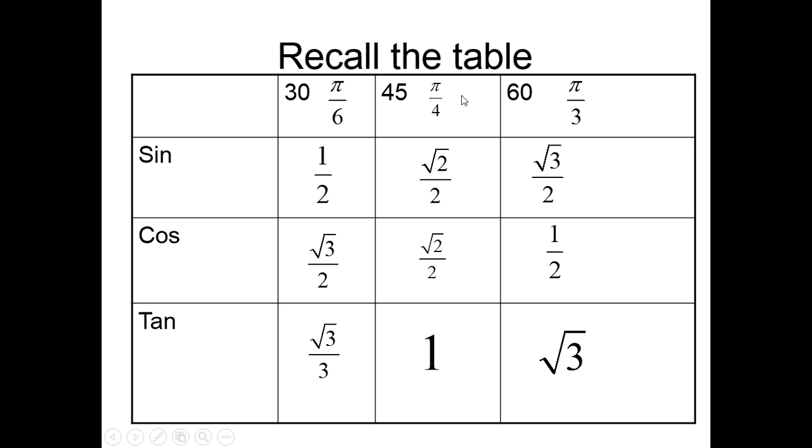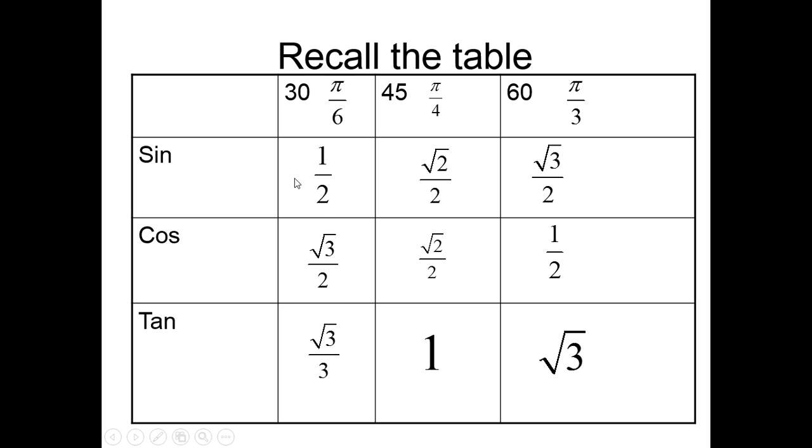You really want to know this table and memorize this table backwards and forwards, every which way: sine, cosine, and tangent for 30, 45, and 60. The progression is 1, 2, 3. It's 1 over 2, root 2 over 2, and root 3 over 2. So root 1 over 2, which of course is 1/2, root 2 over 2, root 3 over 2. In reverse, root 3 over 2, root 2 over 2, 1/2.